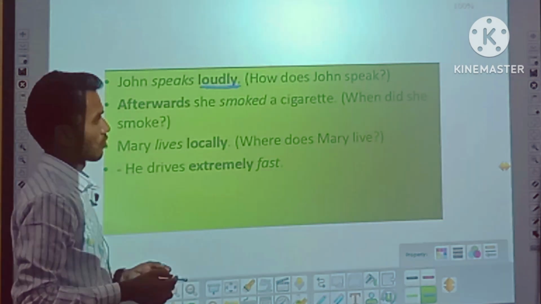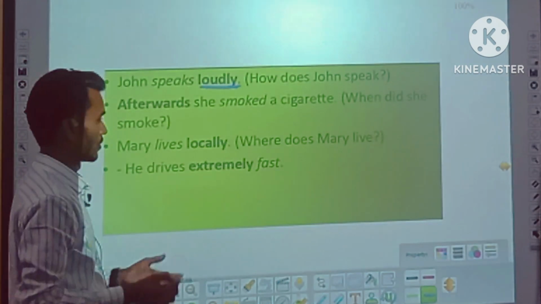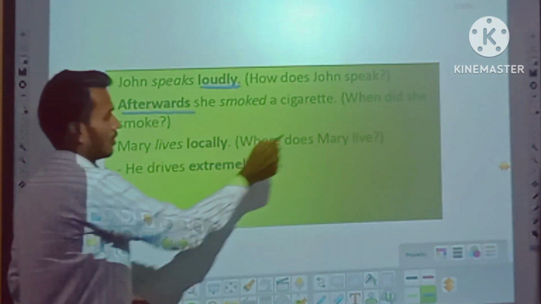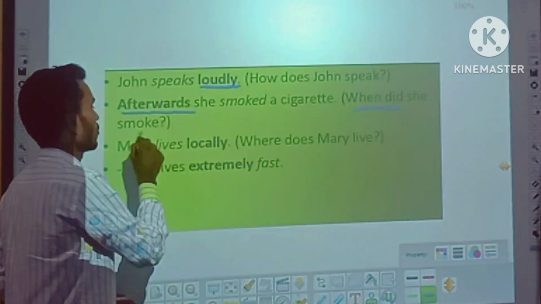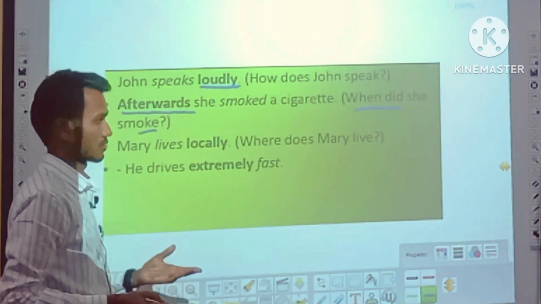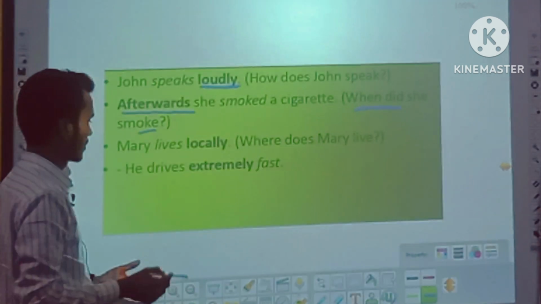Afterwards she smoked a cigarette. Here afterwards is the adverb. When did she smoke? She smoked afterwards. Afterwards she smoked a cigarette.